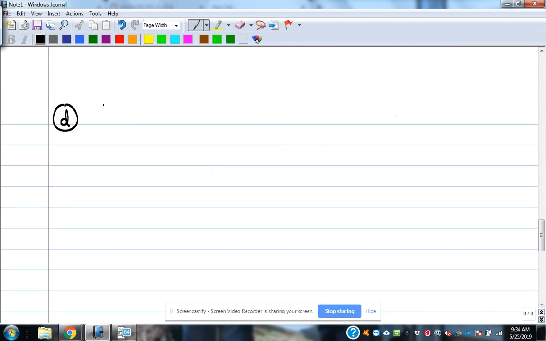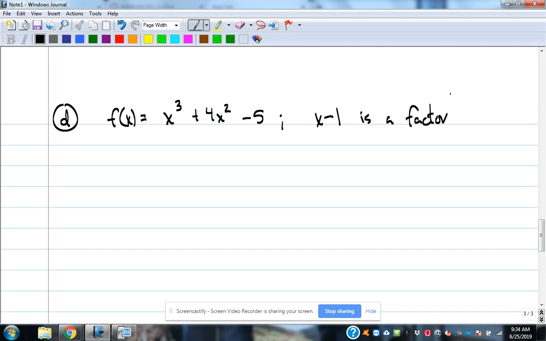Example D. f of x. Here's our function: x cubed plus 4x squared minus 5. And they're telling us x minus 1 is a factor. So they gave us a factor again. And we're going to take that and factor this polynomial as far as it'll go. Okay, so set up our synthetic division: 1, 4, 0, -5, because we had the missing plain x, so we put that 0 in there.